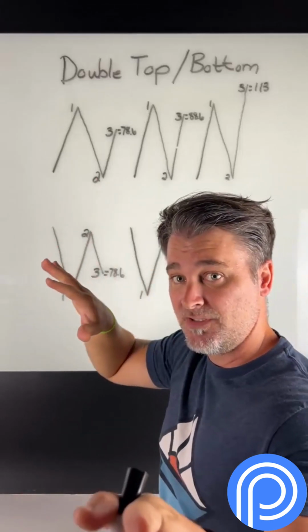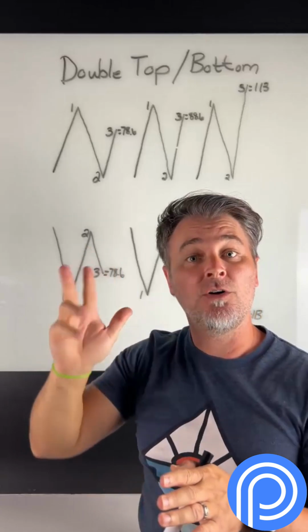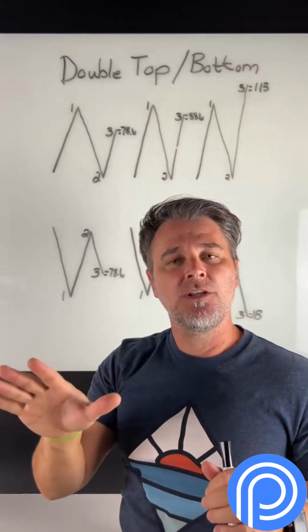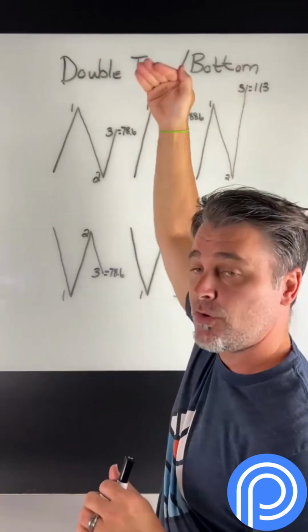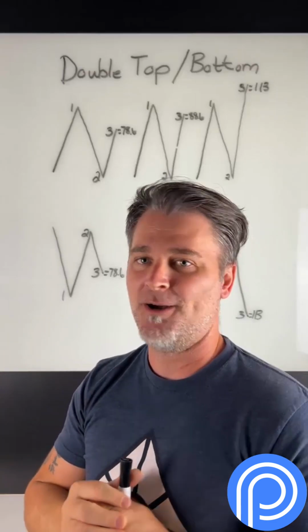78.6, that is a potential double top there. If we measure out 88.6, also a double top. And then finally we have the 113, which is a little bit more unique, right? Because as you can see here, we actually violate and or go beyond point 1. So this is what we would refer to as a momentum double top.